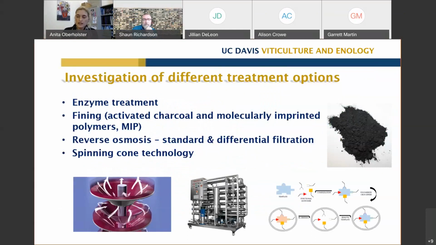So I did look at emulation. I looked at 4 different enzymes. The Australians looked at 15 different enzymes. The impact was variable, nothing that really worked well enough for any of us to make real recommendations. I looked at activated charcoal bonding and molecular imprinted polymers. Now, the latter, unfortunately, is not available in the US. It does show some real promise. Then reverse osmosis, standard differential filtration, and then spinning cone technology.